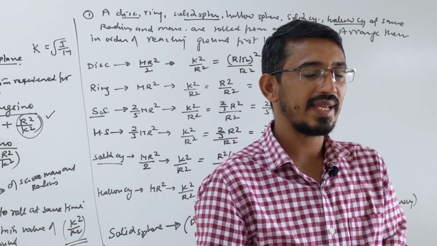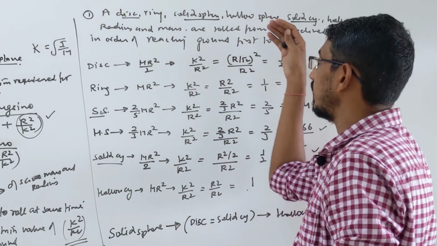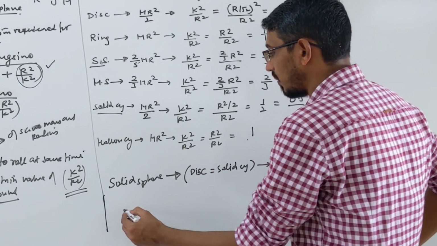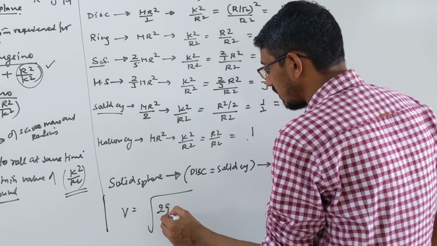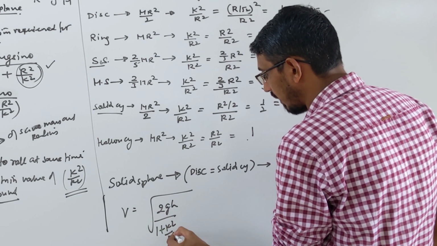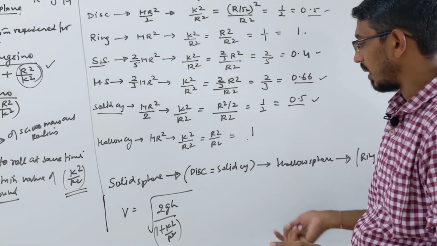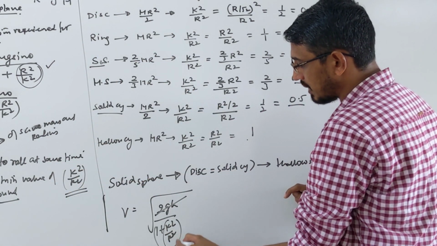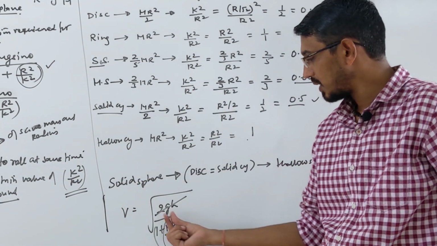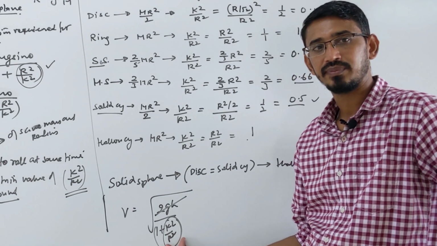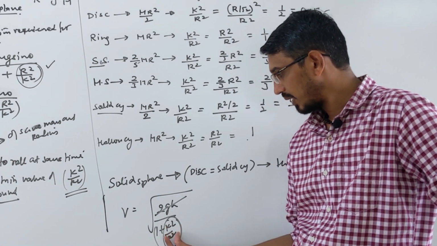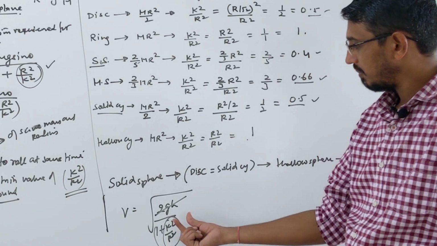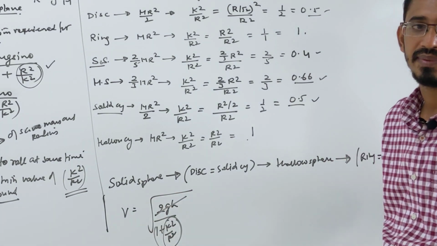Now the same question can be asked as a velocity comparison: these objects are rolled, and who has the highest velocity at the ground? So you know the velocity formula is root of 2gh divided by 1 plus k square by r square, right? Simply the opposite of this, that's all we know. So this term is the same. Whose velocity is maximum at the ground depends on this term. So we want this maximum, meaning this term should be minimum, right? If this term is minimum, 1 plus minimum value, then we get maximum velocity, correct? Yes. So the object with the minimum term has maximum velocity at the ground.